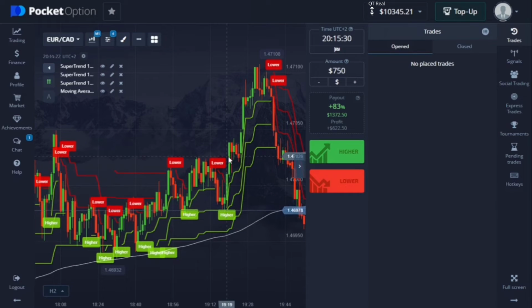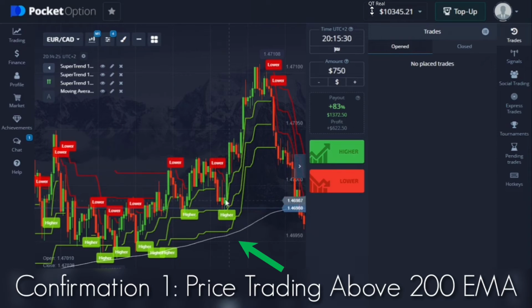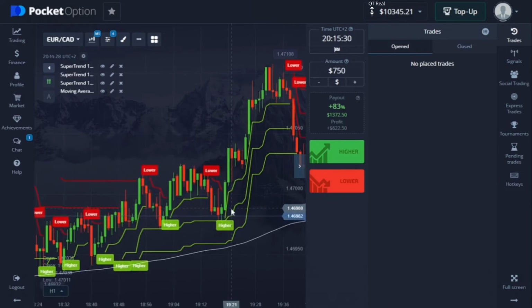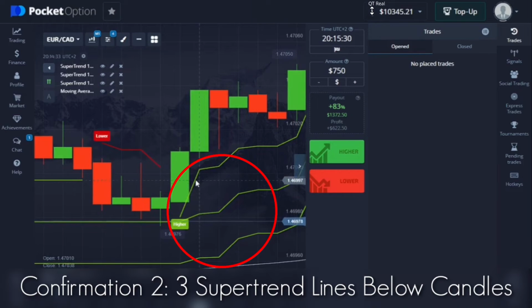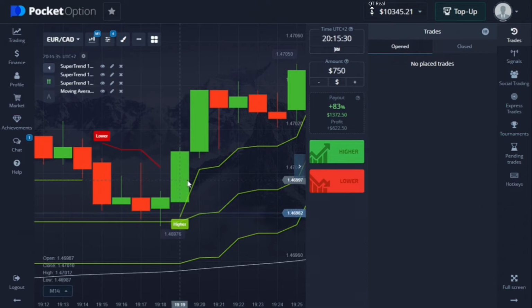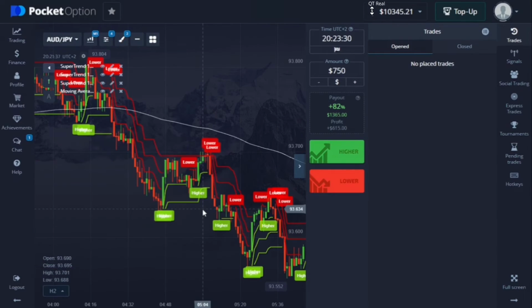Anyway, taking a look at the first example we have here on EuroCAD, as you can see, we've got our first confirmation. The price is trading above the 200-day moving average. And here we've got our second confirmation. As you can see, all three green lines appear below the candlesticks, indicating that we should buy. Now, because we're on the 1 minute time frame opening 3-minute positions, we would be opening a position on this candlestick roughly over here, and the trade would have closed on this candlestick over here, and that would have been a profitable trade.